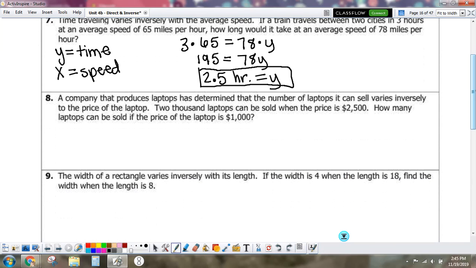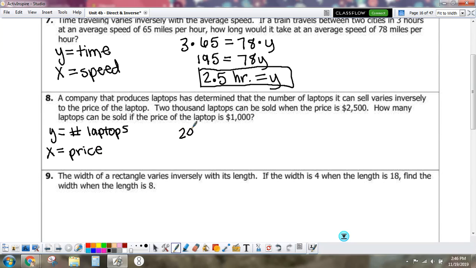So number 8, it says a company that produces laptops has determined that the number of laptops it sells, or it can sell, varies inversely to the price of the laptop. 2,000 laptops can be sold when the price is $2,500. How many laptops can be sold if the price of the laptop is $1,000? Okay, so as the price goes up, the sales go down. As the price goes down, the sales should go up because this is inverse. So our y value here is going to be the number of laptops, because how many laptops you sell depends on the price of them. And our x is the price.